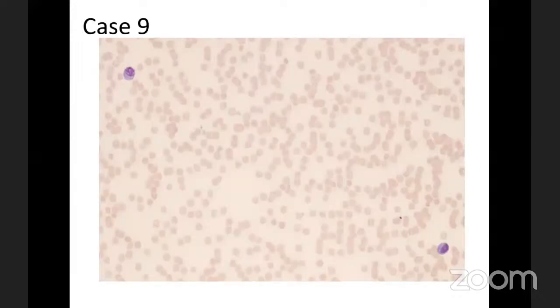And this is the peripheral blood morphology. What do we have here? What do you think? What is the catchy finding in this blood smear? Rouleaux, yes. We have a very nice rouleaux formation. And we have, yes, circulating plasma cells.